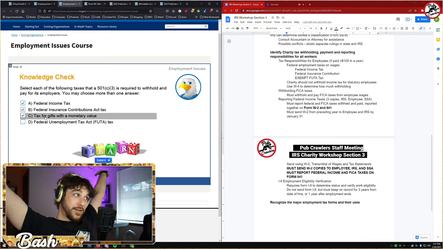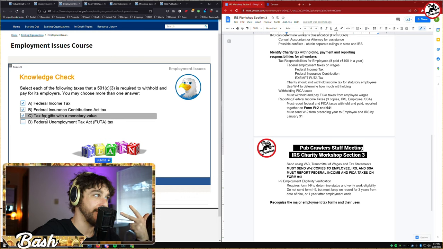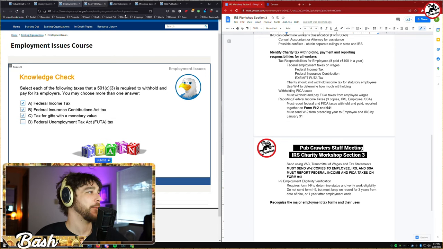I'm just reading through the question. Select each of the following taxes that a 501c3 is required to withhold and pay for its employees. You may choose more than one answer. A, federal income tax. B, Federal Insurance Contributions Act tax. C, tax for gifts with a monetary value. D, Federal Unemployment Tax Act tax. We're definitely clicking C. Yep. We all good?